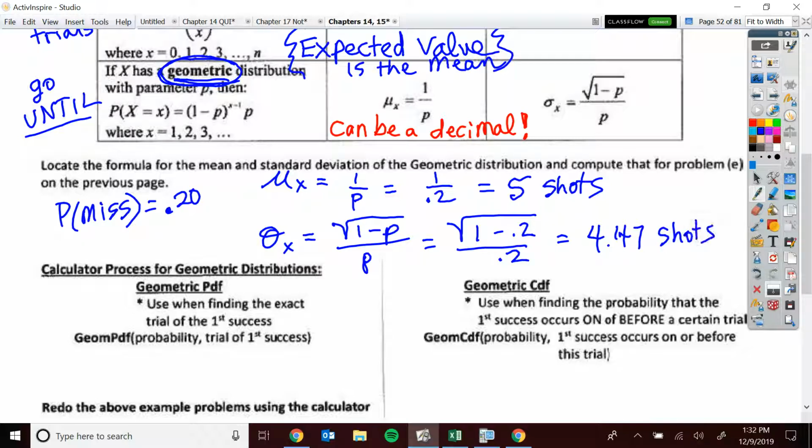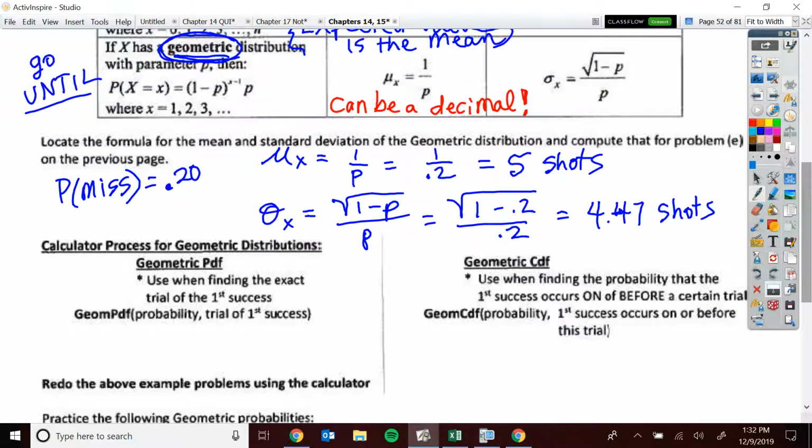Standard deviation. All right. Okay, very good. So that's the second thing. The last thing is calculator tricks to make it easier for you. So let's take a look.